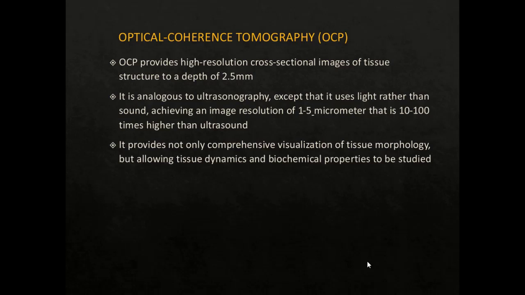OCT, optical coherence tomography. OCT provides high resolution cross-sectional images of the tissue structure to a depth of 2.5 mm. It is analogous to ultrasonography, except that it uses light rather than sound, achieving an image resolution of 1 to 5 micrometers, that is 10 to 100 times higher than ultrasound. It provides not only comprehensive visualization of tissue morphology, but also allows tissue dynamics and biochemical properties to be studied.